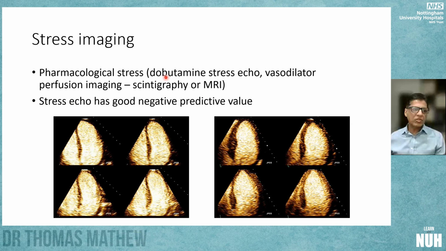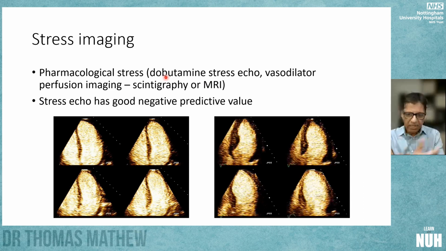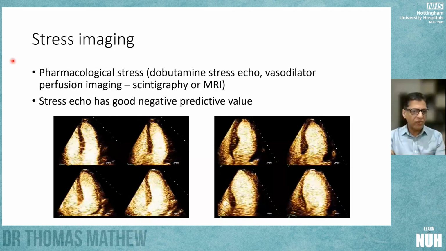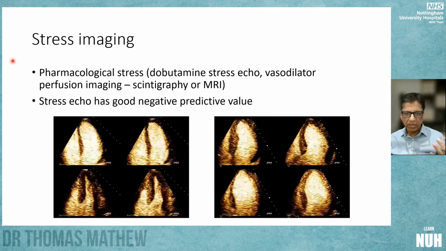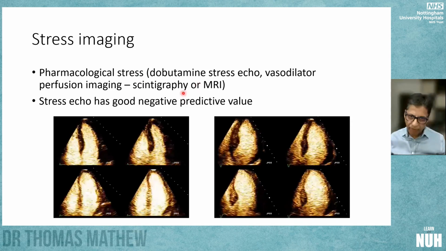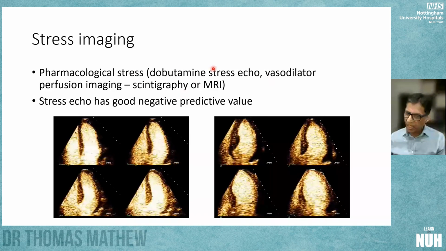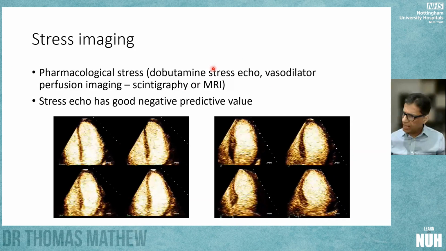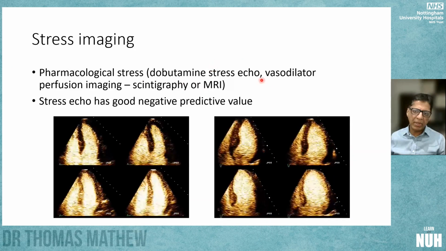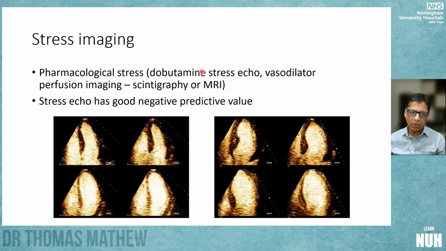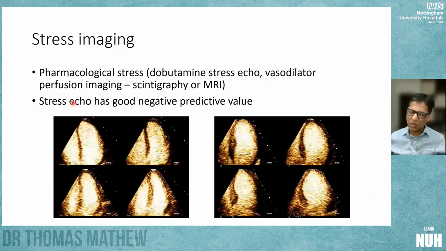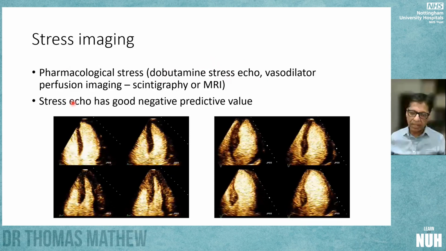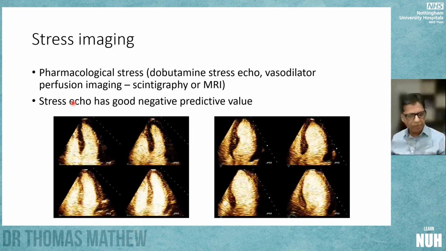If you're doing stress imaging, there are various types of stress imaging, and pharmacological stress imaging is what is recommended. You can do an MRI scan, you can do a nuclear perfusion scan, or a stress echo. All give similar information. In the perioperative setting, probably stress echo has a slight edge over the other ones because a negative stress echo has a very high negative predictive value.